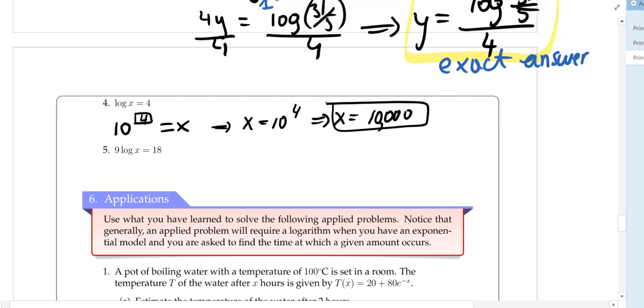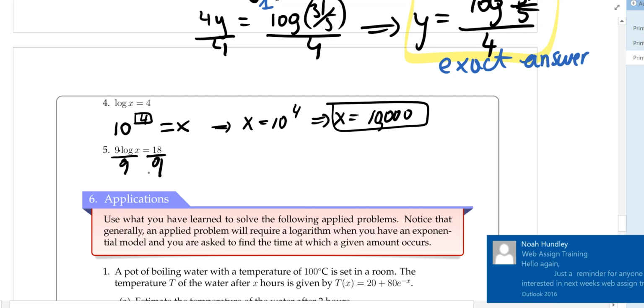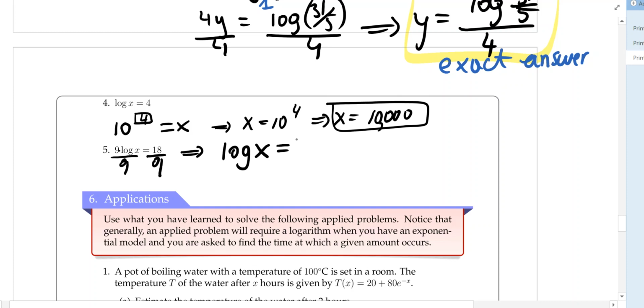So we solved it. What about for this one? I need to solve this one. So I'm first going to divide by 9. So then I'll have log of x equals 18 divided by 9, which is 2. Now to rewrite this in exponential form, I know that the base is 10 because it's not there. So 10 squared equals x. So x equals 100 because 10 squared is 100.